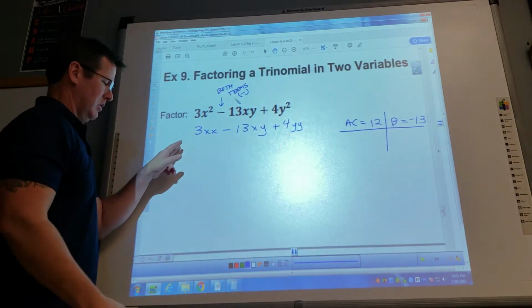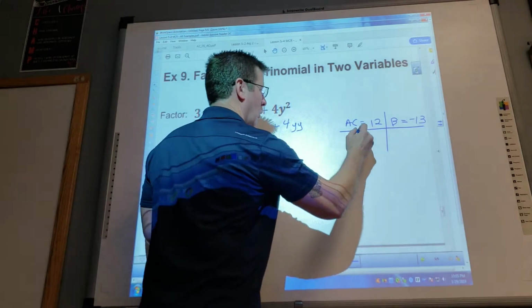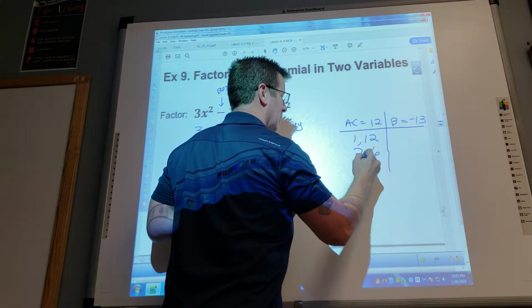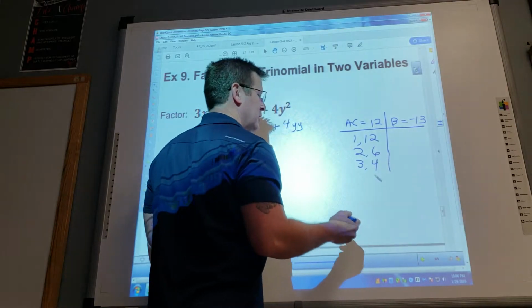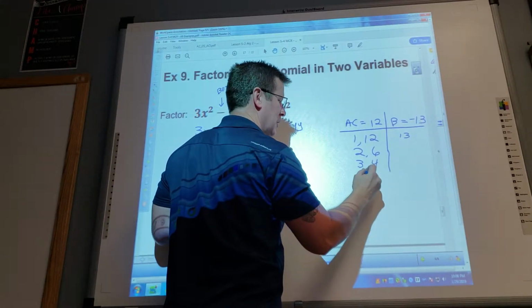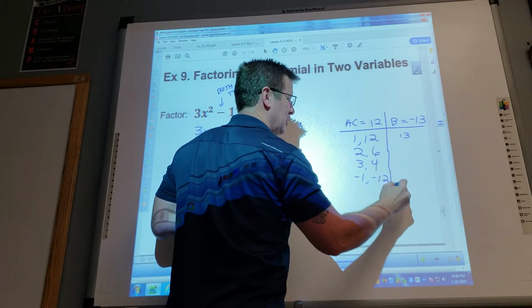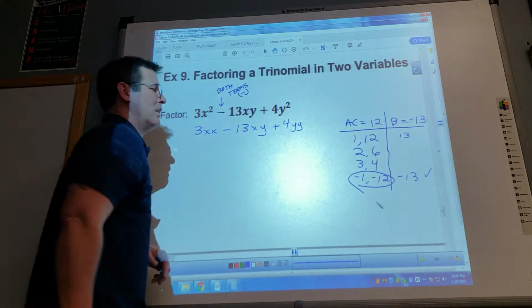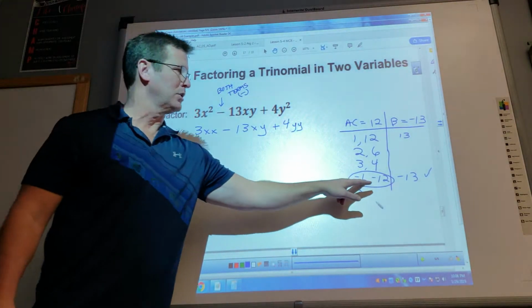What do I do? 1 times 12 is 12. 2 times 6, 3 times 4. Now, here's the key. These add up to 13, but I need a negative 13. So you know what that means? That means I got to put 2 negatives there. Now I got it. What am I going to do with these 2 numbers?